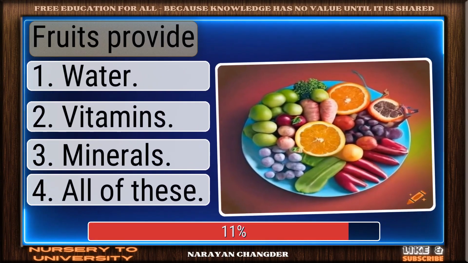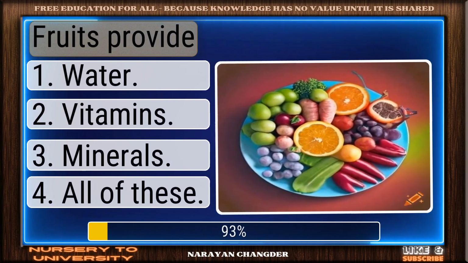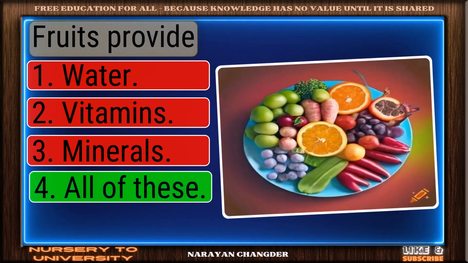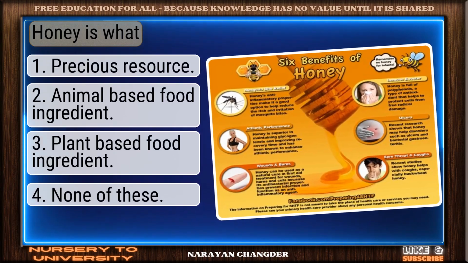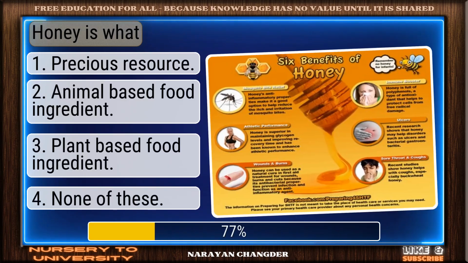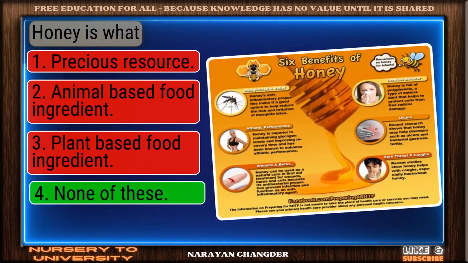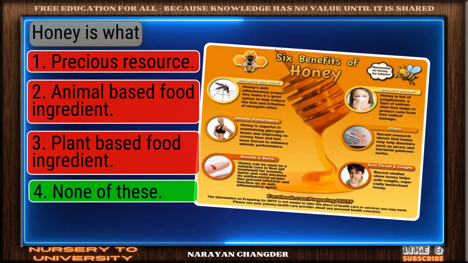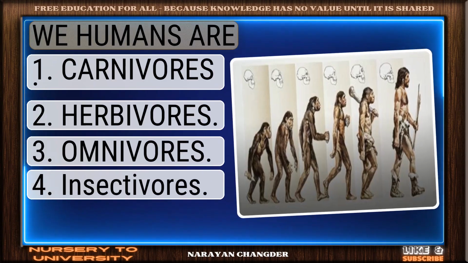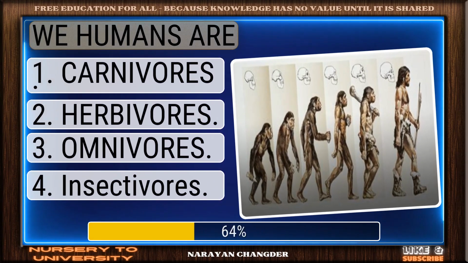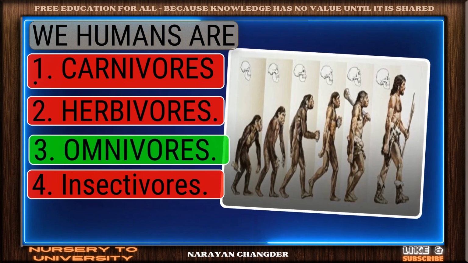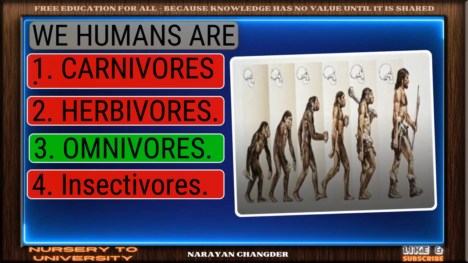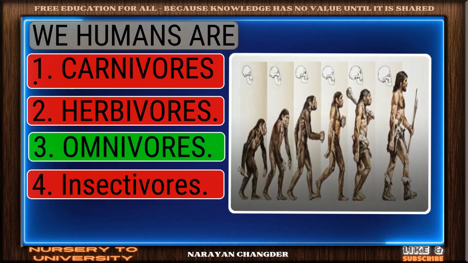Fruits provide. Exactly. All of these make sense, and it is the right choice. Honey is what? Nicely done. None of these is a solid answer. We humans are. Clear logic. Your choice omnivores is sound and 100% true.